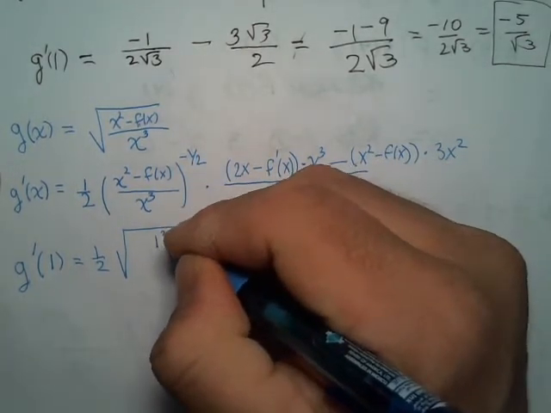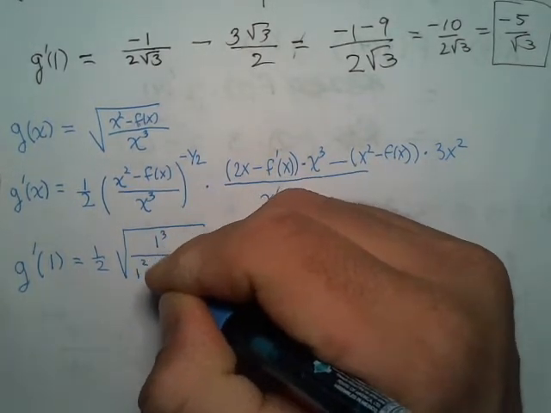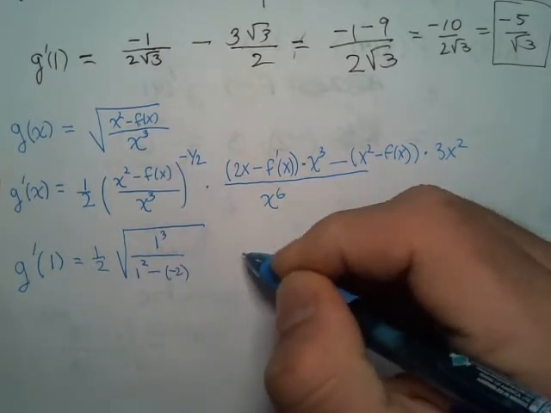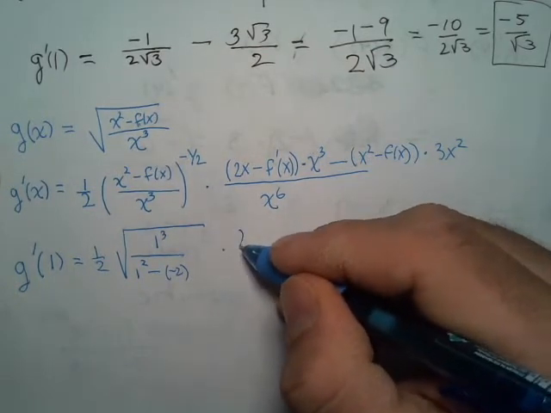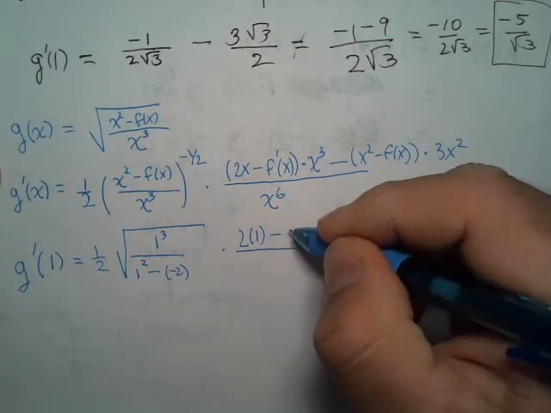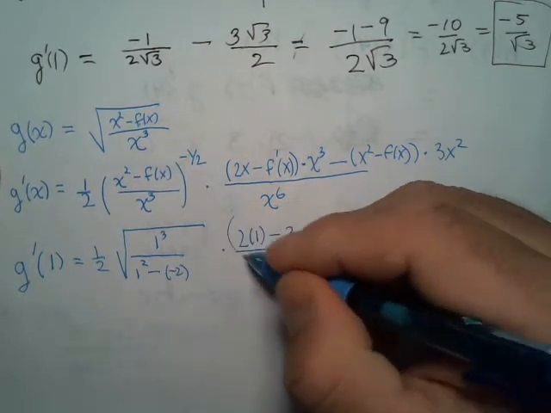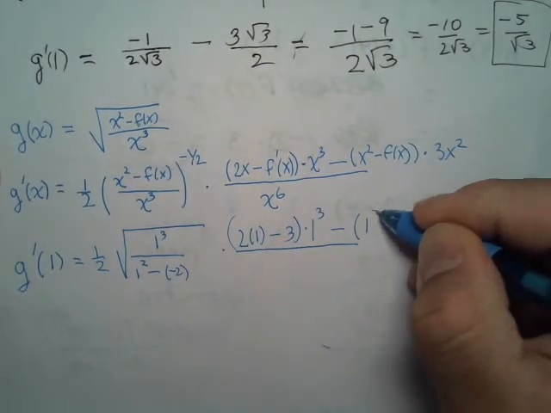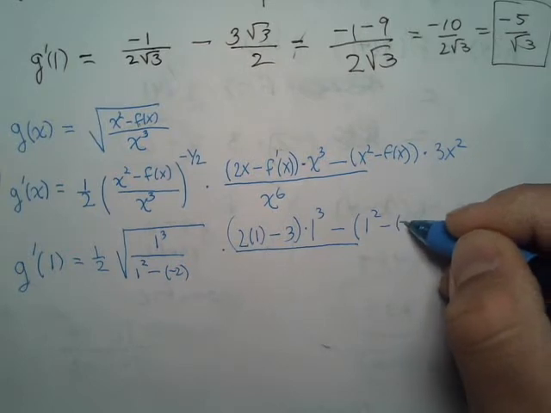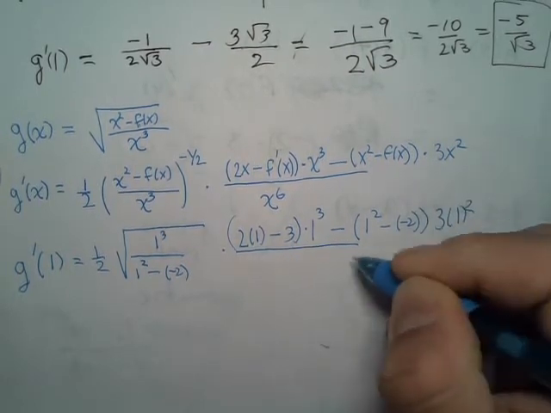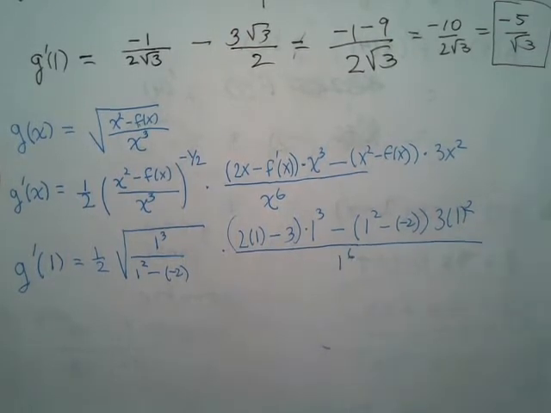So we'll have 1 cubed, 1 squared, minus f of 1, which is -2, times 2 times 1, minus f prime of 1, which is 3, times 1 cubed, minus 1 squared, minus f of 1, which is -2, and 3 times 1 squared, all over 1 to the 6th power. Okay.